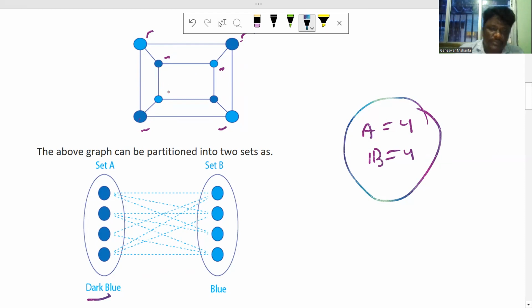Again, you can see this color and this color are different, and this consecutive pair is different. This consecutive pair is different too. So two consecutive nodes or vertices should be different colors. That is called a bipartite graph.